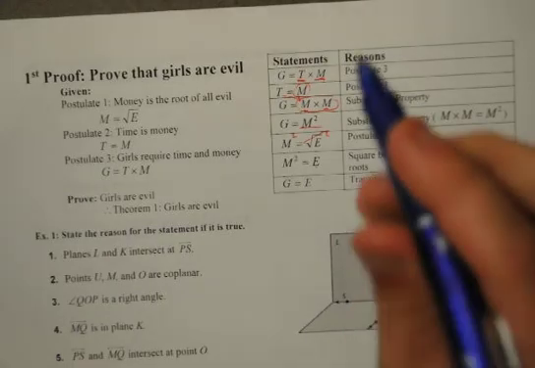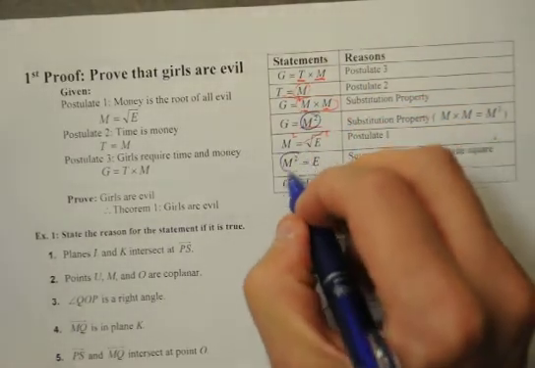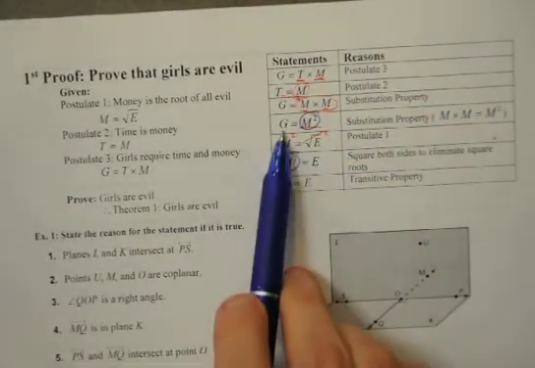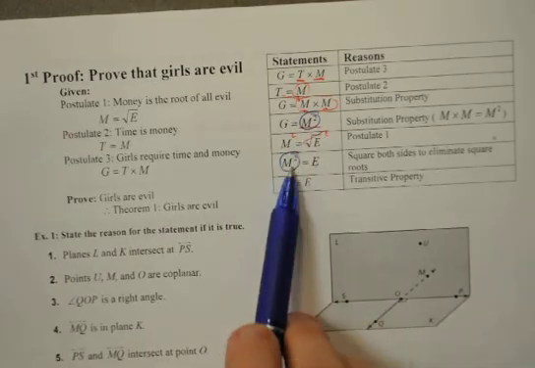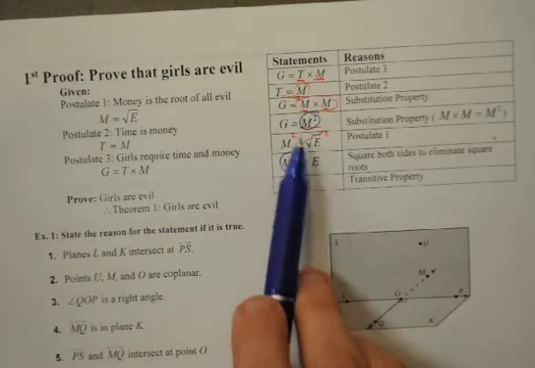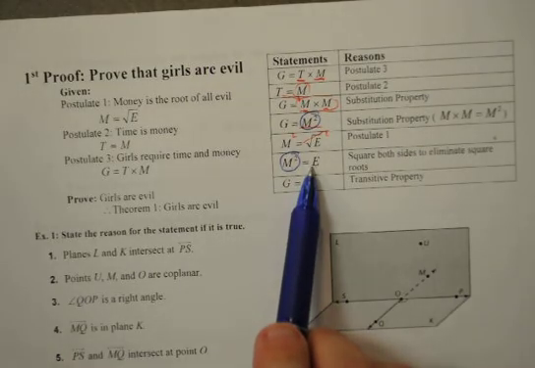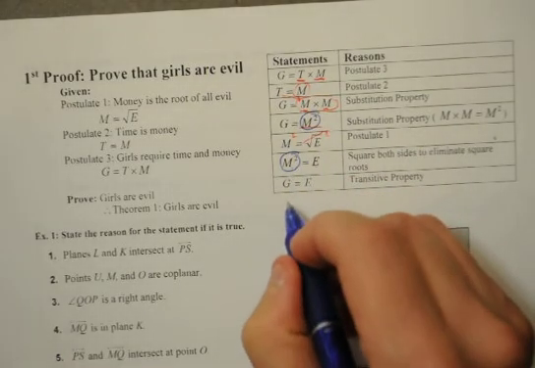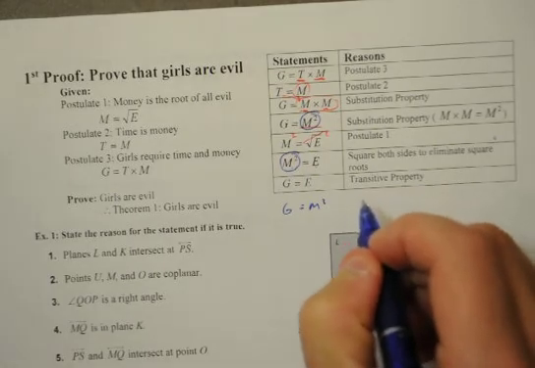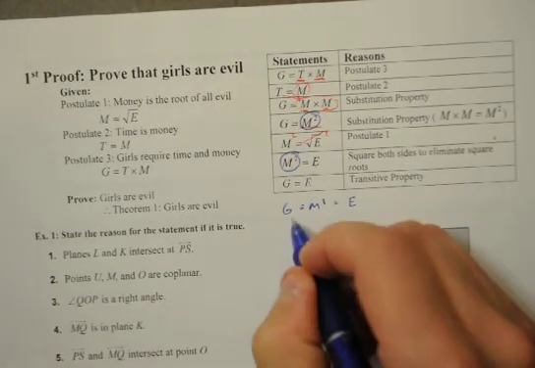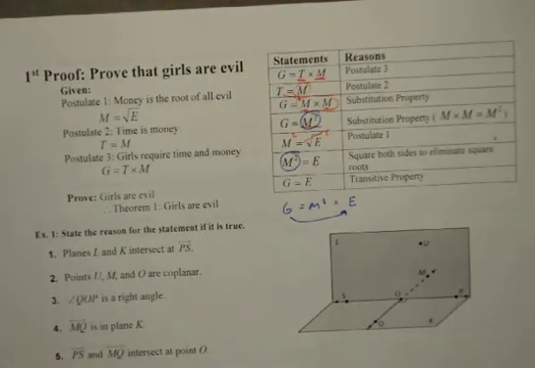And money squared is here, and money squared is here. So here's what I got. I got girls equal money squared, and money squared equals evil. Girls equal money squared equals evil. Let me write that out. Girls equal money squared, and money squared equals evil. Girls are evil. So there you have it.